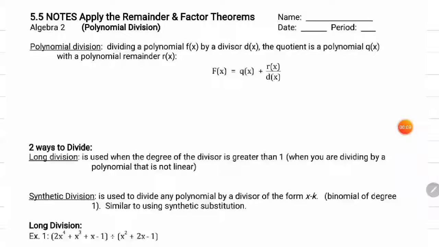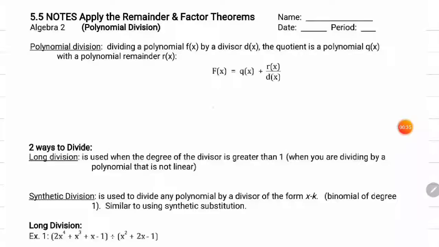Alright, so what it looks like is we're dividing a function by a divisor, like 3 divided by 4, and then the quotient is our answer, and then we're going to have a remainder afterwards, divided by the original divisor. So let's use a simple example to show.